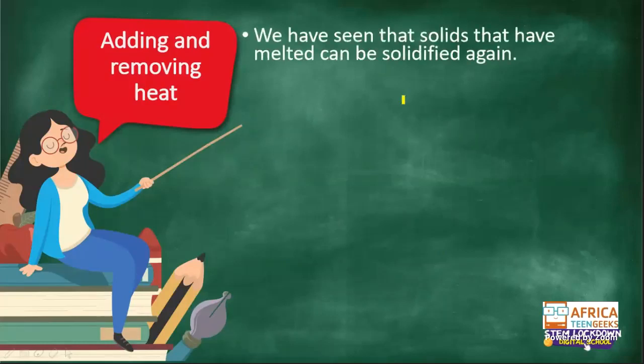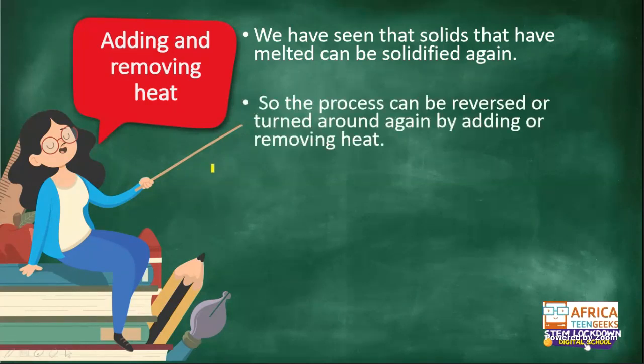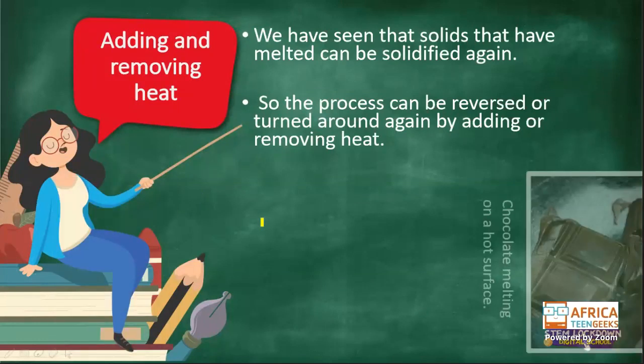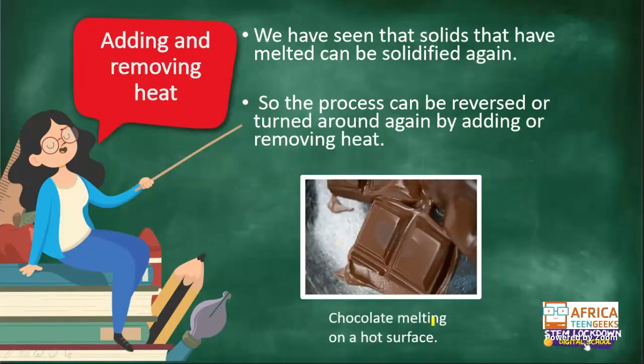Let's quickly speak about adding and removing heat, like on the experiments that we just did. We have seen that solids that have melted can be solidified again. So the process can be reversed by adding or removing heat. You see that adding and removing heat has everything to do with the changes of state. Like chocolate, like I just explained to you, when you have chocolate that melted in the car, it will melt on a hot surface. Okay.